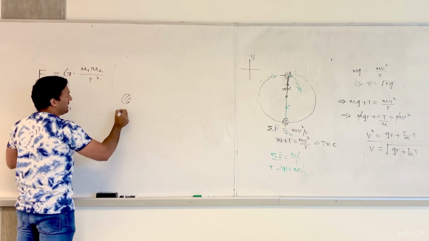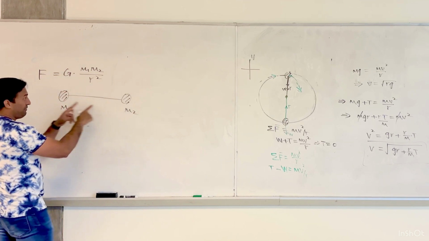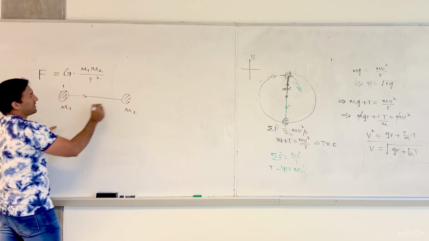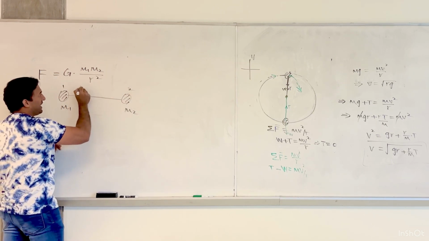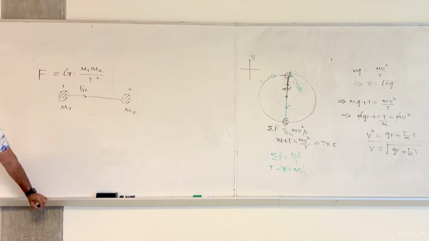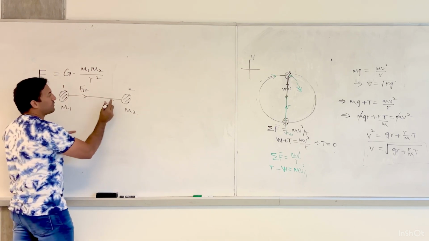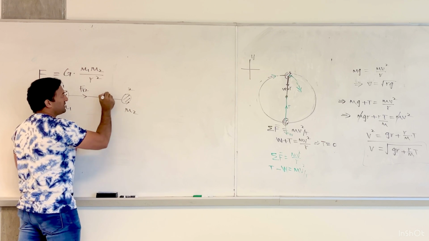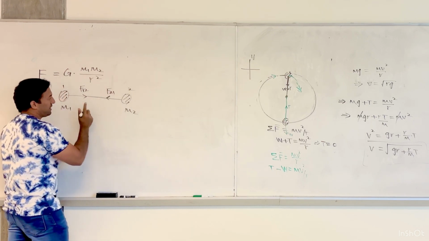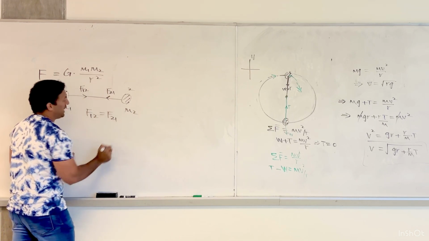can be the sun or any other object, and this is a second mass m2, then this object exerts a force on this object in this direction. If this is our first object and this is our second object, then I can call this force F12, the force exerted on the first object by the second object. Similarly, the first object will also exert a force on the second object. Let's call this F21, the force on the second object by the first object. And this law says that these two forces should be equal in magnitude.